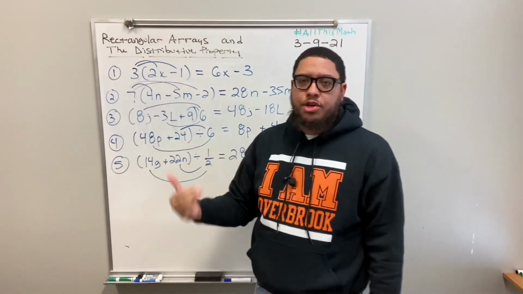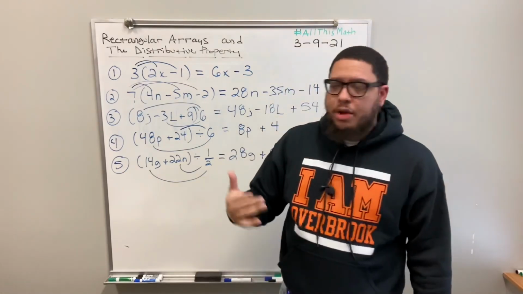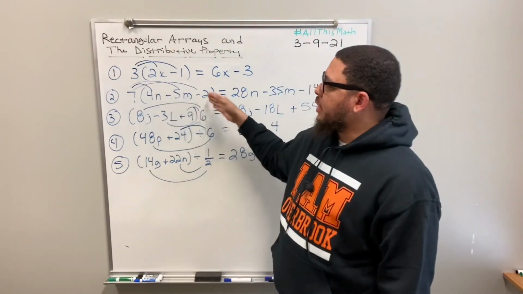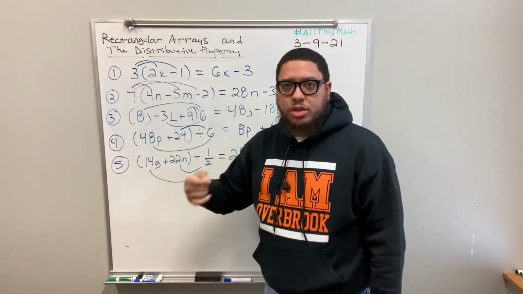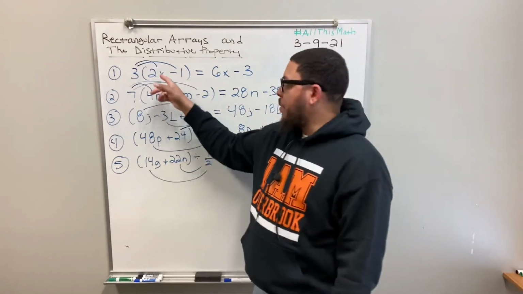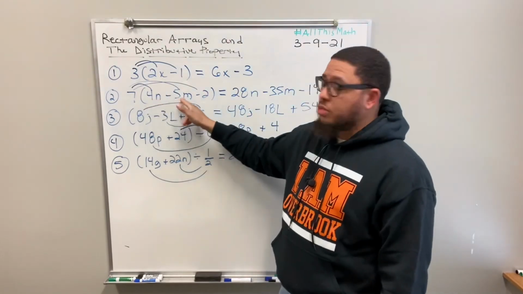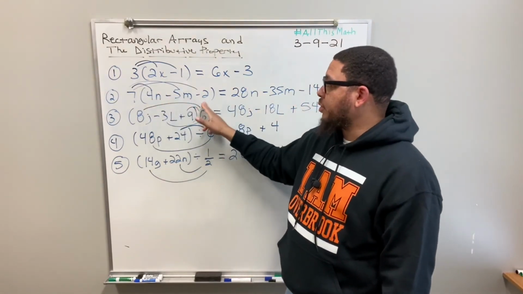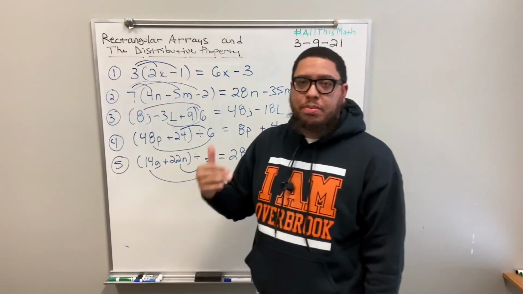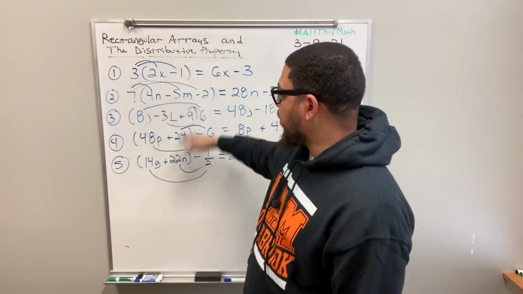Sometimes we get familiar and comfortable with the distributive property, and we forget to multiply by everything inside, right? We get into a rhythm, we start flowing, and we just multiply by the first term and then don't multiply by the second term. Or we multiply by the first 2 terms and we don't multiply by the third term. Make sure you multiply by every term inside the parentheses.